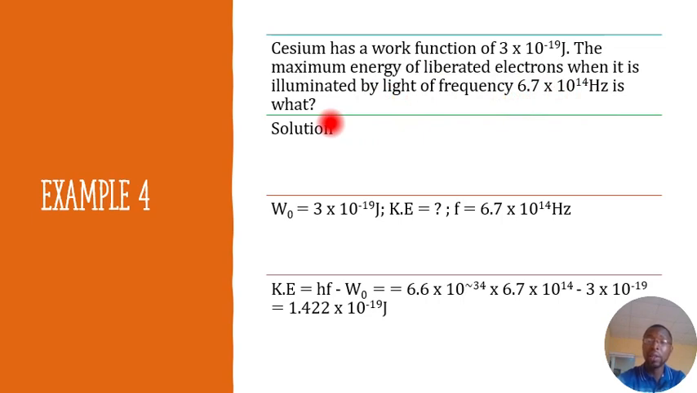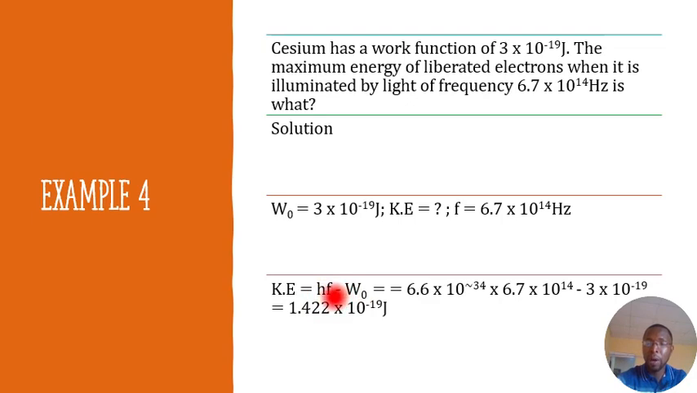Okay, now let's write our parameters again. The work function is given, so W naught is our work function. That's 3 times 10 to the power minus 19 joule. And we are made to calculate the maximum energy. Maximum energy is the same as the kinetic energy, right? So kinetic energy is unknown, but we are given a frequency of 6.7 times 10 to the power 14 Hertz. So by formula, kinetic energy equals the product of Planck constant and frequency minus work function.